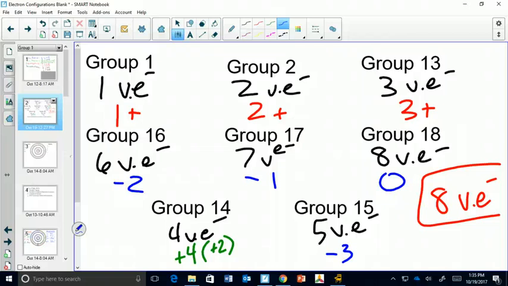Questions there? And again, do you have to memorize this? No. Well, yes, but it's on the periodic table. Right? As long as you understand that those group numbers give you that information, life is good.